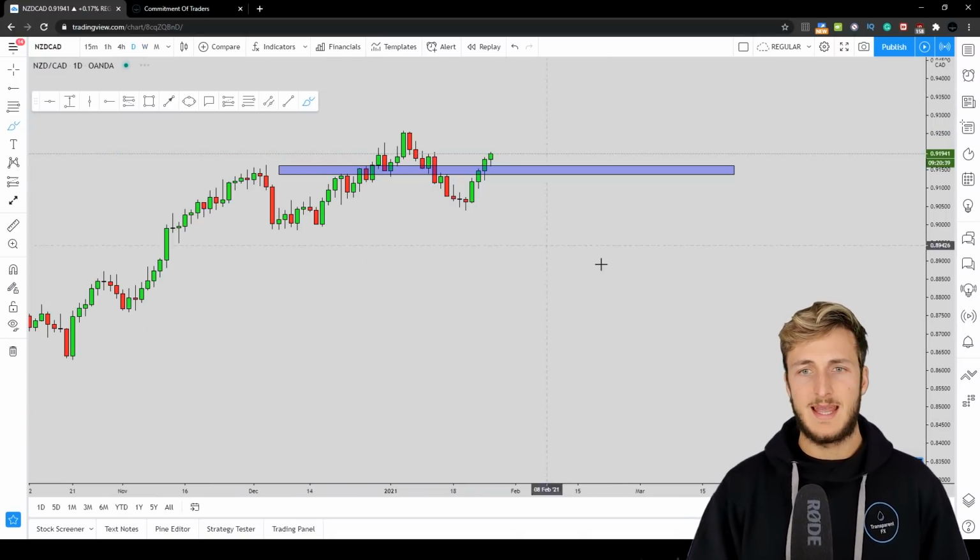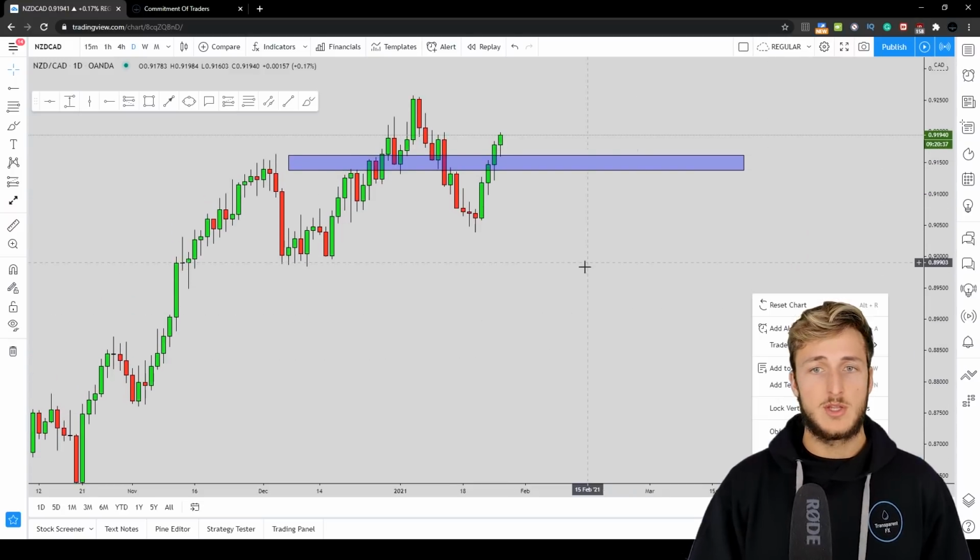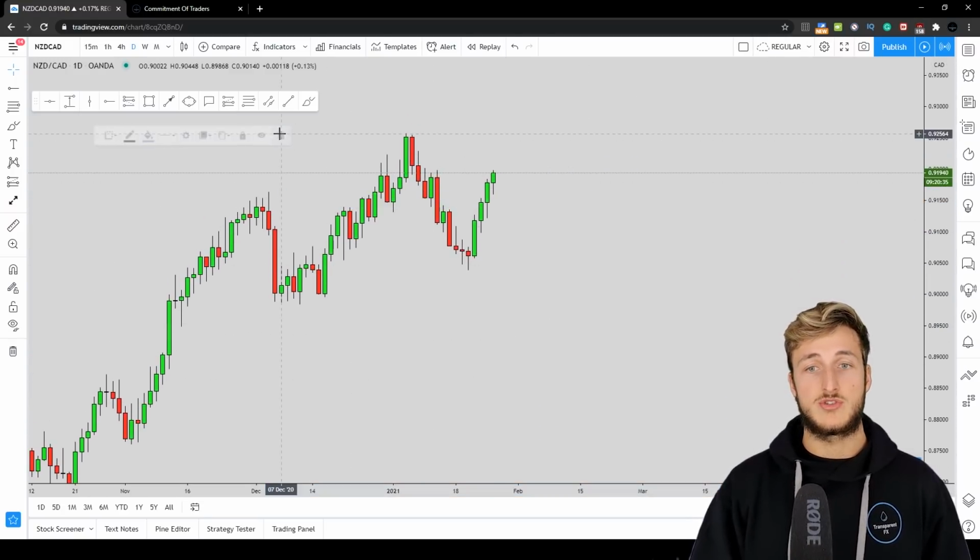Going down on the daily time frame, what do we have? Now, from a daily perspective, we have quite interesting price action.